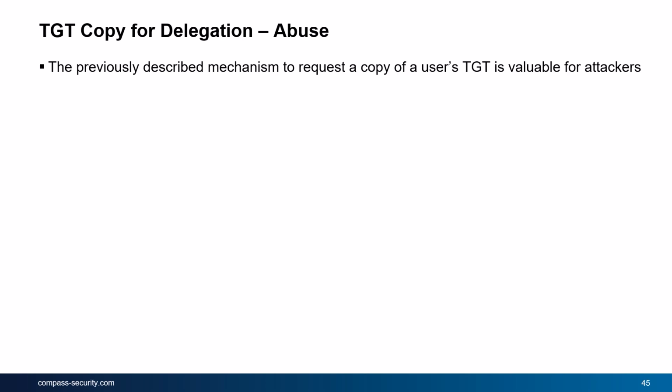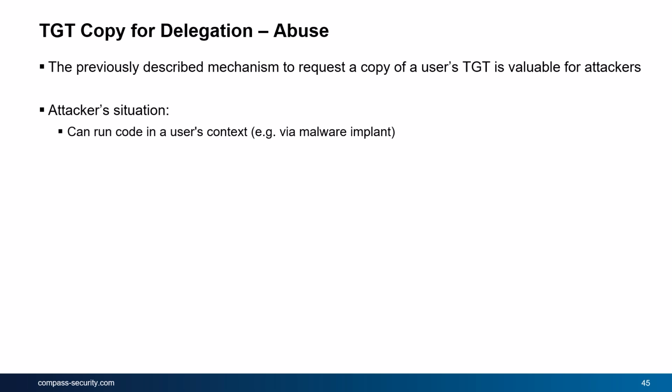So let's again summarize what the main benefit of this whole mechanism is from the viewpoint of an attacker. We have learned that it essentially enables us to request a copy of a user's TGT, and this is quite valuable to attackers. Imagine that you as an attacker can run code in the user's context, so that might be that you have a malware implant running on the user's machine, but you don't know the user's Windows password, so you cannot impersonate the user by simply running code from any other system and providing the password.